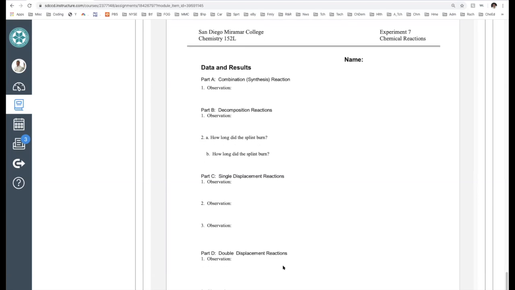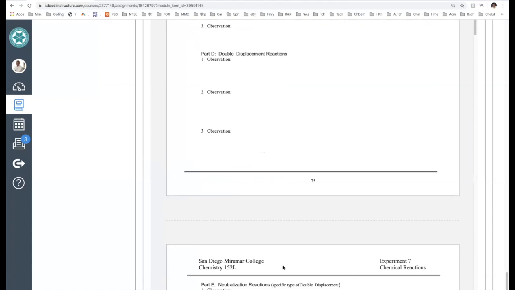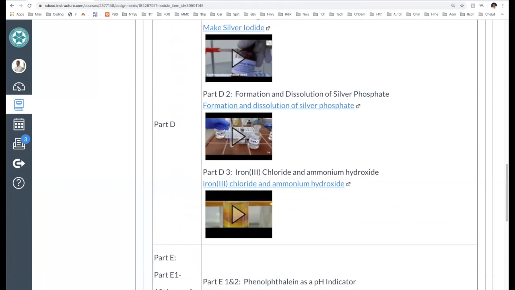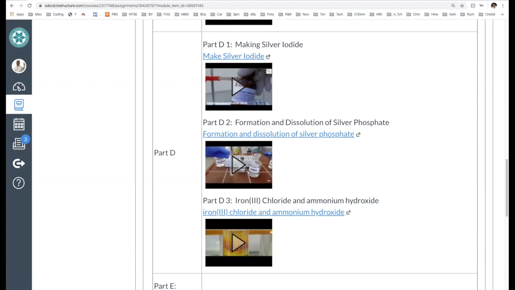D is a double displacement. There are 3 parts to D. Let's go to the video. There are 3 parts, 1, 2, and 3. The first is making silver iodide. Too bad you guys can't do this in the lab because this is a really cool experiment. What you do is you have chemicals, you put it in a test tube, you form a reaction, and then when the reaction is done, the inside wall of your test tube is going to be like a mirror plate. Okay, so that's a pretty cool experiment.